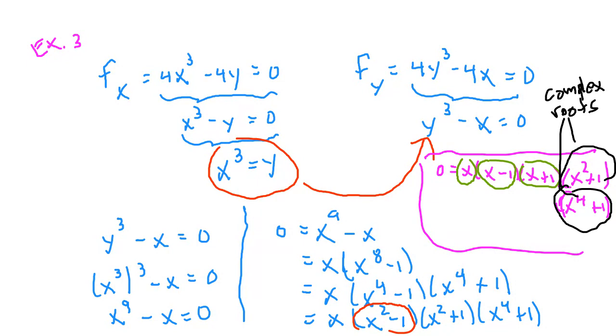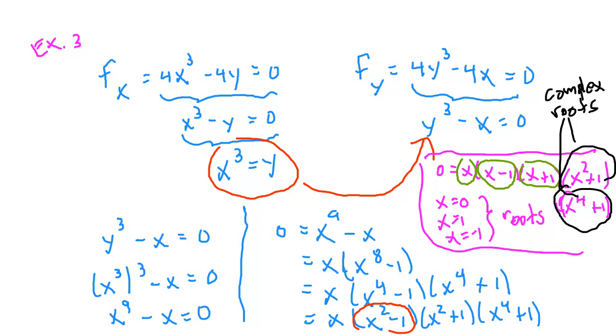Maybe back in pre-calculus, you had to find real roots and complex roots of polynomial equations. That's what we're doing here. So x equals 0, x equals 1, and x equals negative 1. Those are the roots of our equation. And now that we know those x values, we can find the y values that go with them.